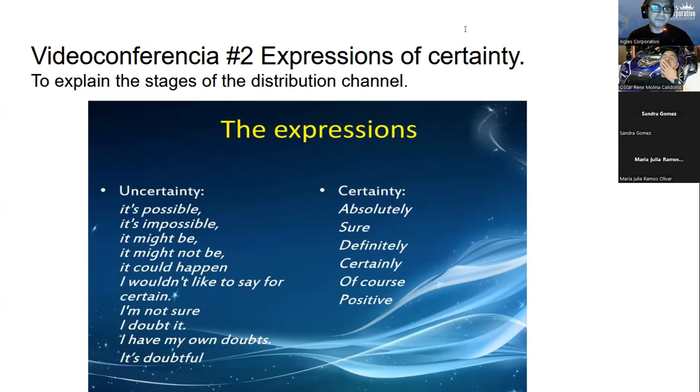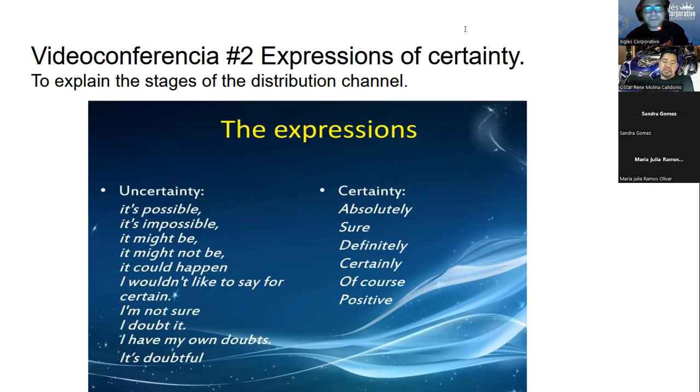I wouldn't like to say for certain. That is not that common, but it's another expression. I'm not sure, yeah, it's uncertainty. I doubt it. I have my own doubts, and it's doubtful.